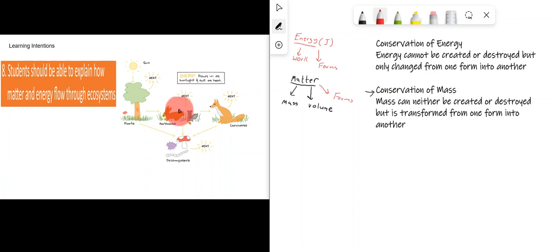So for example, if it's an animal, it makes it move around, it makes it eat, it makes it observe its environment, etc. So these two, energy and matter, are very important, and these two laws that relate to energy and matter are very important as well. They're particularly important when it comes to what we're going to talk about now, which is how energy and matter flow through an ecosystem.